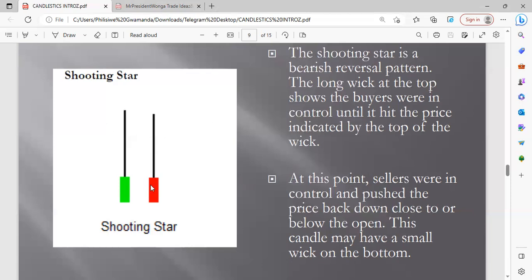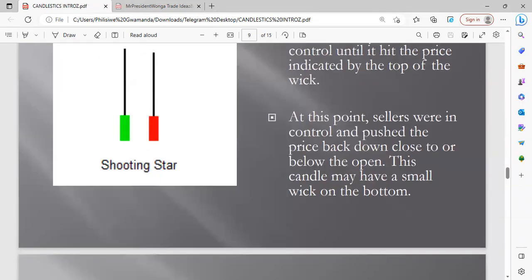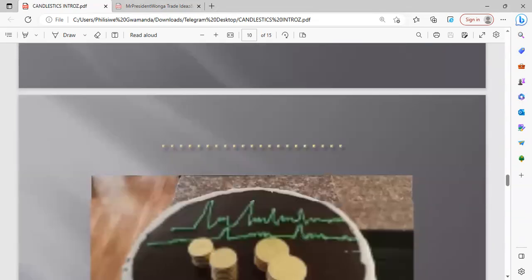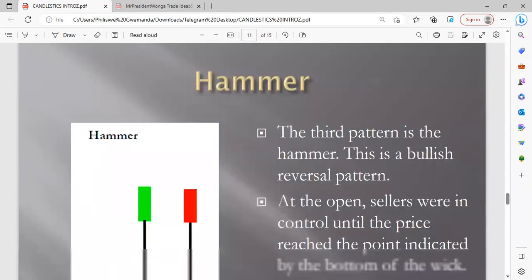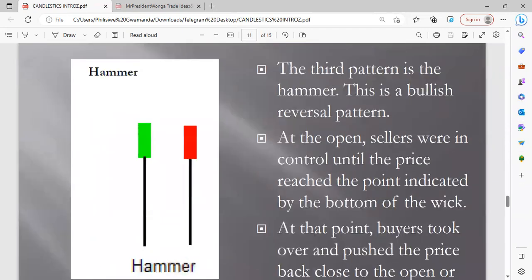This candle you're more likely to see at a supply level, or at a place of resistance, where the price is going to start to resist going further up and start dropping. So you're more likely to see a shooting star at those levels. Very important to note.